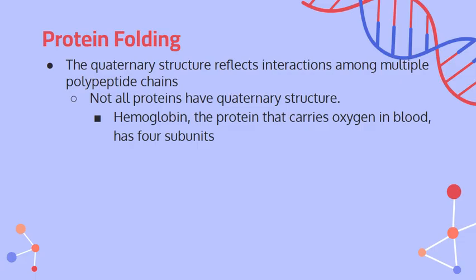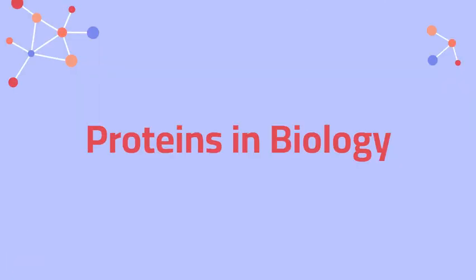So, quaternary structure reflects the interactions among multiple polypeptide chains. Not all proteins have quaternary structures. An example of one that does is going to be hemoglobin, the protein that carries oxygen in our blood. It has 4 subunits that interact together to form the hemoglobin molecule. That's where we're going to end this mini lesson.